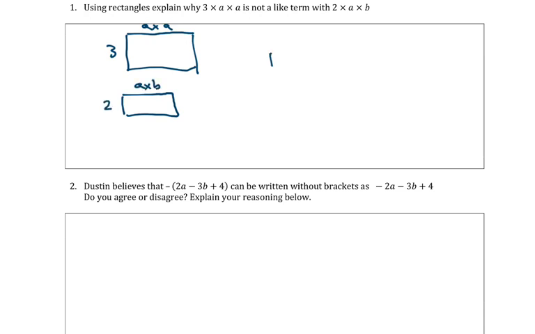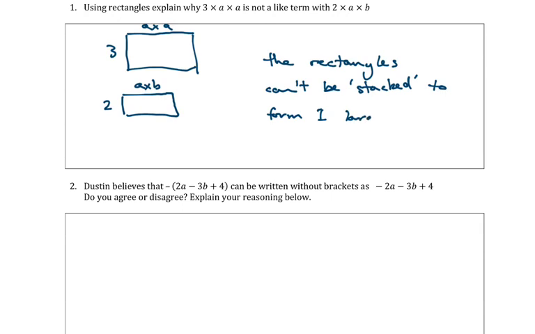Now, because we have different widths here, we cannot draw these two rectangles as one large rectangle because the widths are different. So the rectangles basically can't be stacked to form a large rectangle. And stacked means turn them into one large rectangle, I guess. Okay, so that's that question. Let's look at the next question.